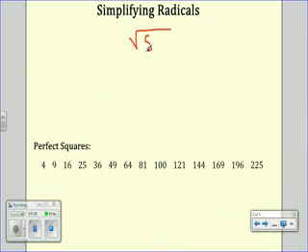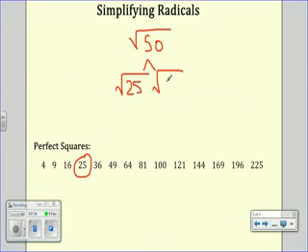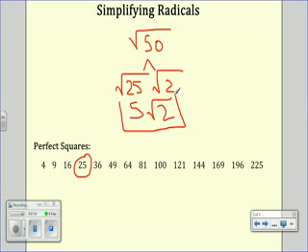Now, if we have radical 50, for example, we're going to split this up into 2 radicals, and we're going to choose factors of 50. The first factor we choose must be a perfect square. So in this case, we have to use 25 because it's the only perfect square that divides into 50 evenly. So if we use 25, that means our other factor is 2. When we simplify from this step, we're going to take the square root of 25. Square root of 25 equals 5, and radical 2 stays the same. We cannot simplify radical 2 because it's an irrational number. And that makes our answer 5 radical 2.